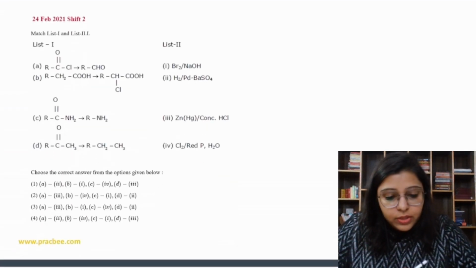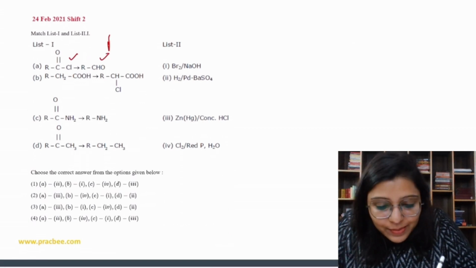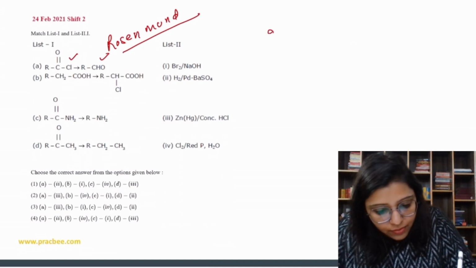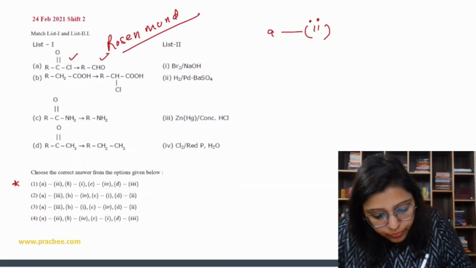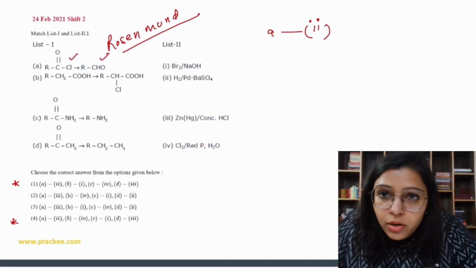Okay. Now next question. Naming. So RCOCl to RCHO, this is Rosenmund. Right? This is Rosenmund, and for Rosenmund, we have 2. So A can be matched with option number 2, and so 1 and 4 can be the correct options. Okay. Now let's look at B.